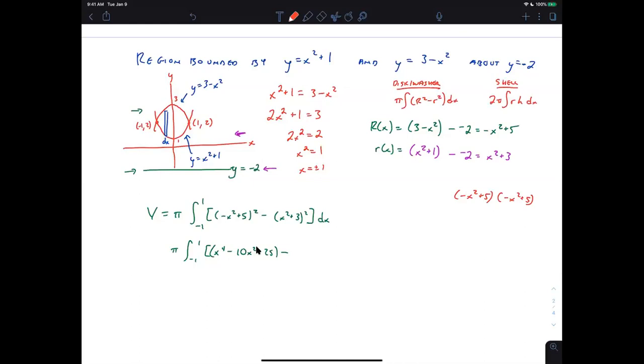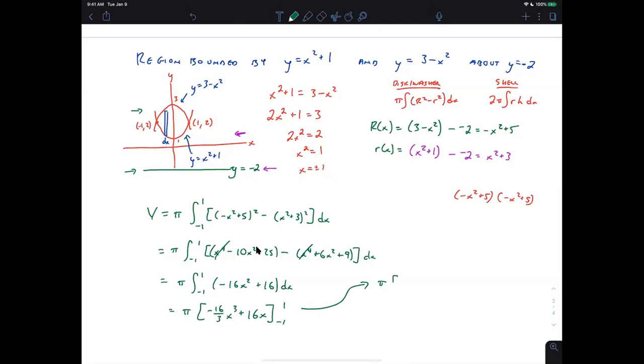And now, okay, we're going to go back and finish that up, and we're going to get x to the fourth plus 6x squared plus 9 dx. And so now the negative is going to distribute there. So the x to the fourths are going to cancel. I'm going to get negative 16x squared, and 25 minus 9 is positive 16. And now I'm going to evaluate each of those. I get negative 16 thirds x cubed plus 16x from negative 1 to 1.